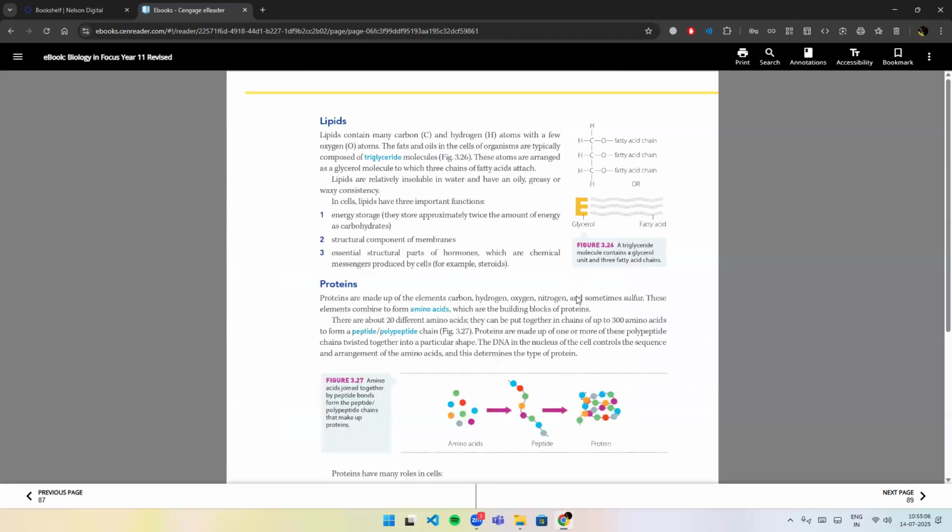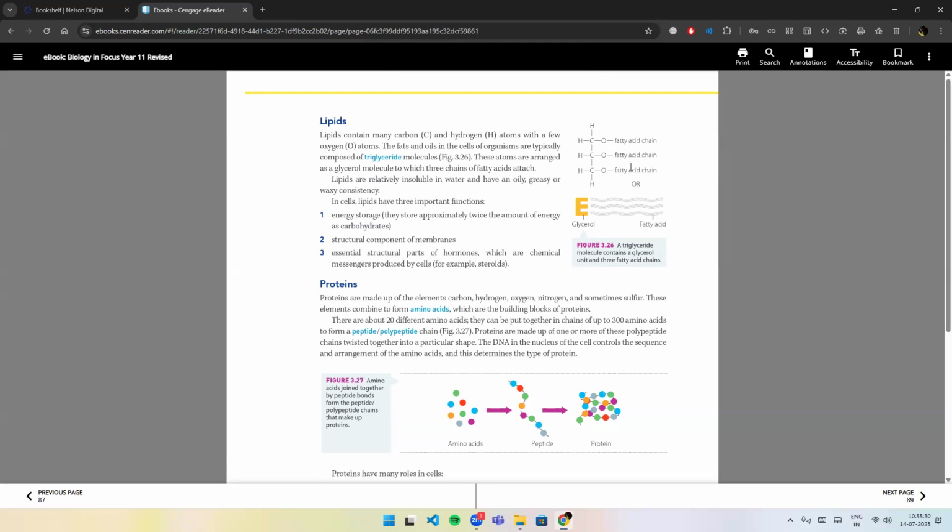Lipids. Lipids contain many carbon and hydrogen atoms with a few oxygen atoms. The fats and oils in the cells of organisms are typically composed of triglyceride molecules. These atoms are arranged as a glycerol molecule to which 3 chains of fatty acids attach. Lipids are relatively insoluble in water and have an oily, greasy, or waxy consistency.